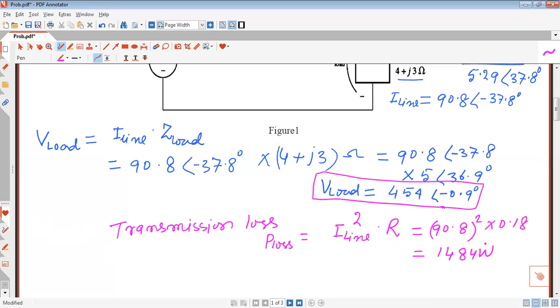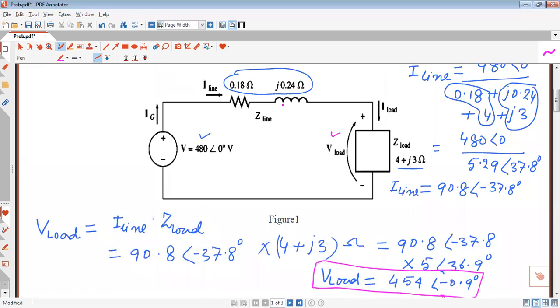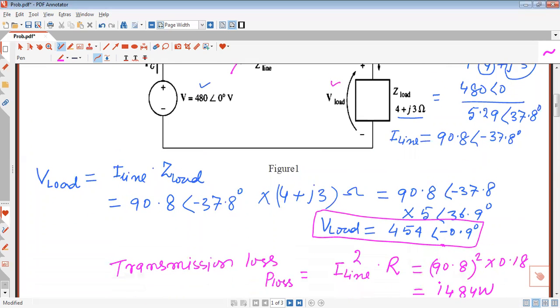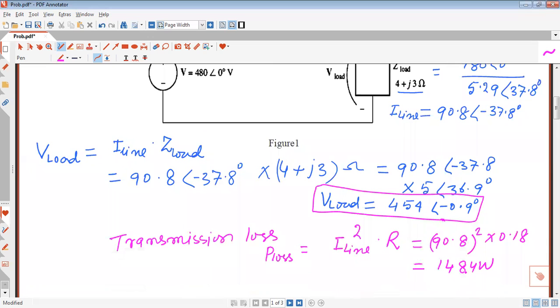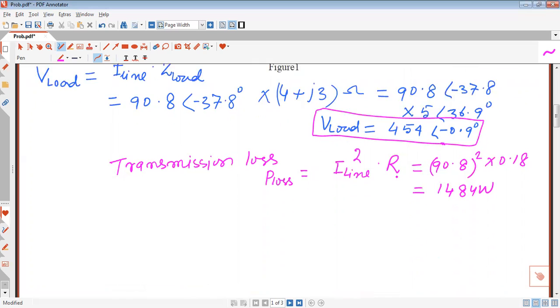So this much loss is occurring here at this transmission side, means this much loss will be taking place in this resistance. This component is not a lossy component. So this is the lossy component, and it is losing our power, 1484 watt. This is the loss in the transmission system.